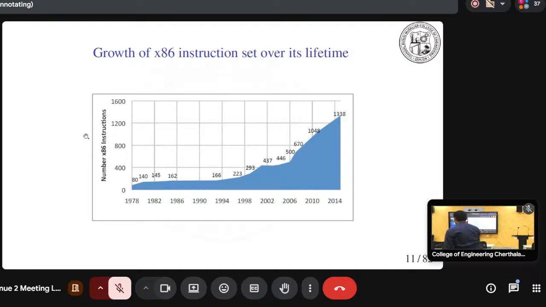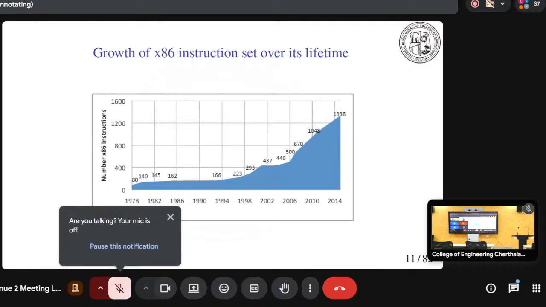And if you look at the progress of x86 instructions, in 1978 it was 80 instructions, and when it comes to 2014, it is 1330. So what could be the reason for the increasing number of instructions of a particular processor? What could be the reasons? In 2014 also the increase, right? The operations are not growing, but what could be the reasons that instructions are increasing?